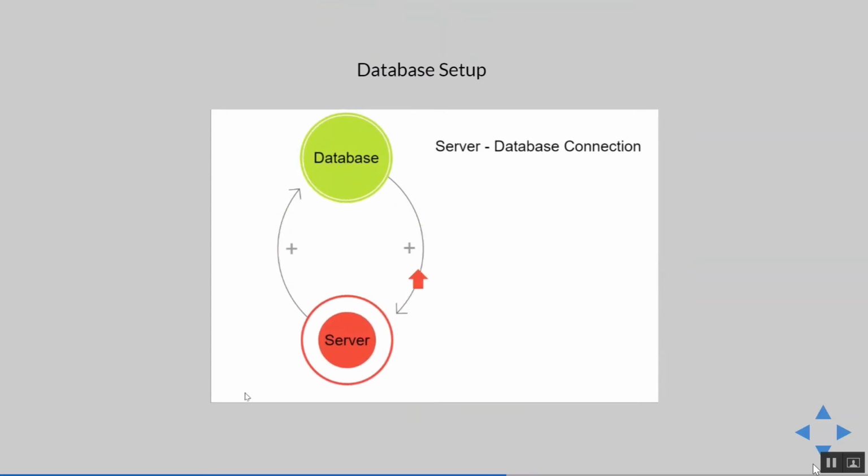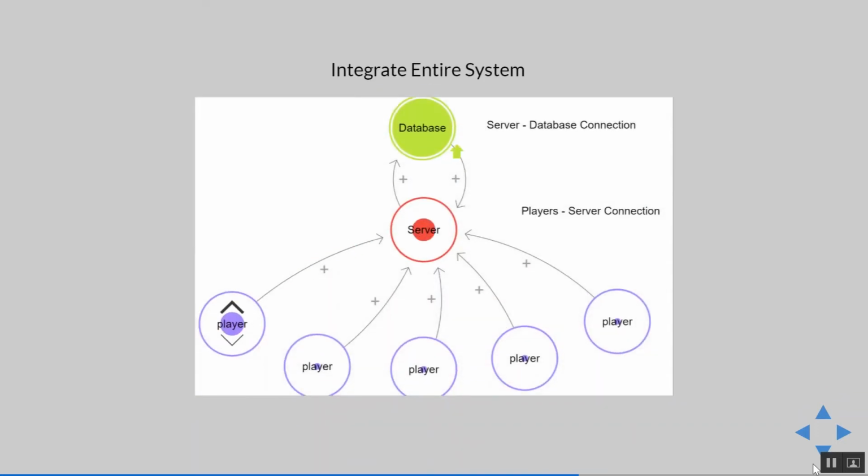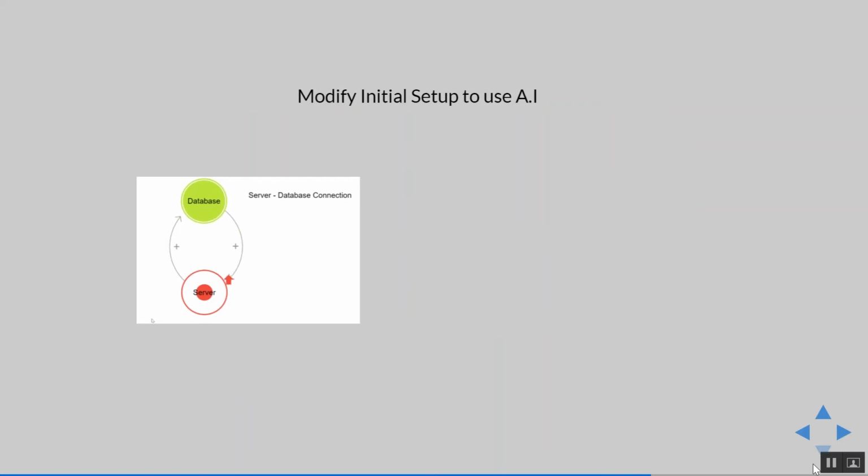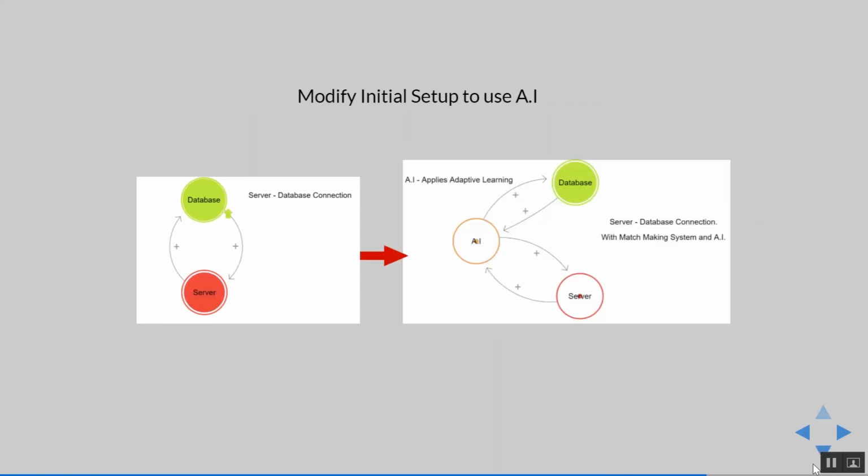Now a typical server talks to a database and fetches the questions. Once we integrate this entire system, we have a server connected with players at the same time, and the server talking to the database to update itself with the new questions and send those questions to the connected players is not quite intelligent by itself. So our system implements a new adaptive learning system decoupled from the database and the server, so the server understands the questions much better and also understands the players much better.